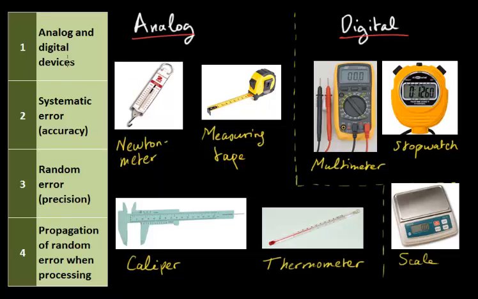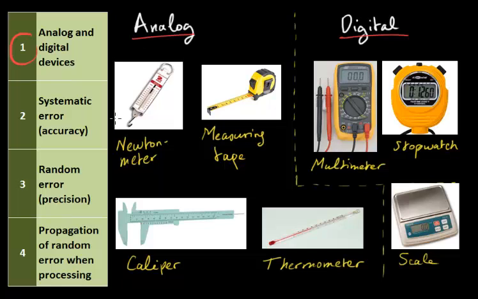Hopefully with this video you'll understand some basics on how to analyze experimental uncertainty. So first of all, let's talk about the devices that you'll usually use in high school physics. You have analog and digital devices. The difference is that on analog devices you directly read a physical scale, whereas on digital devices it's a screen that spits out a number.